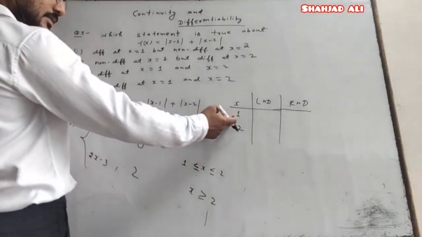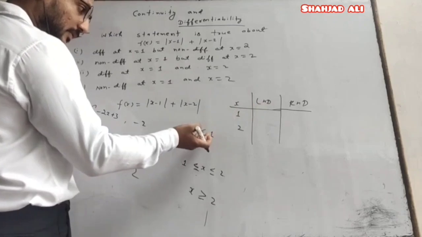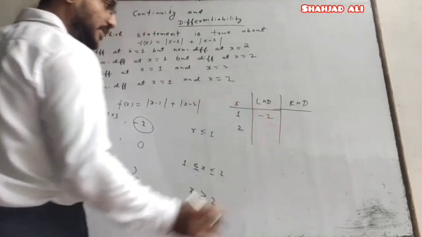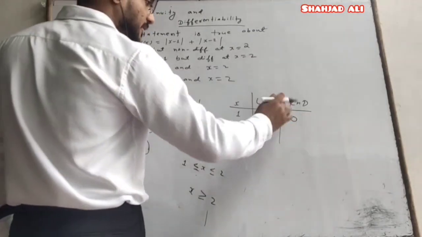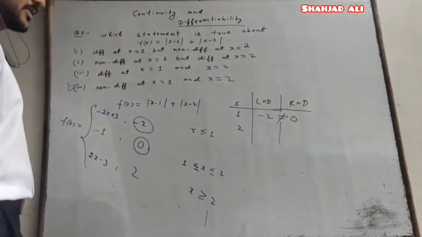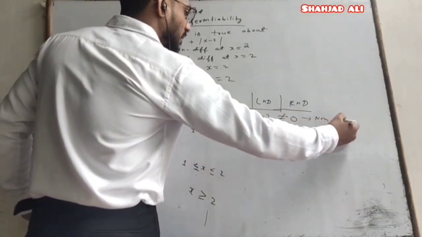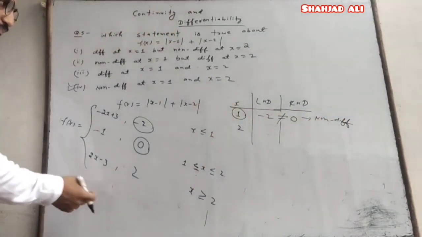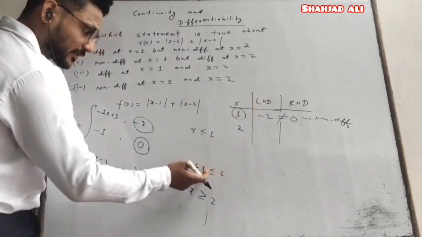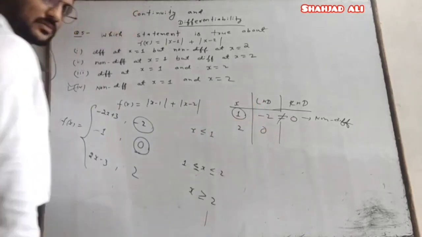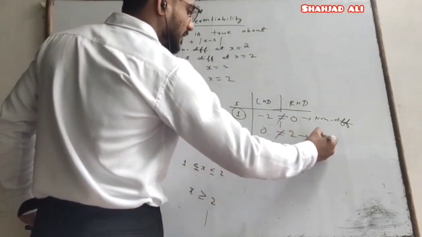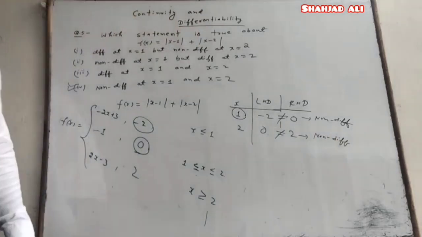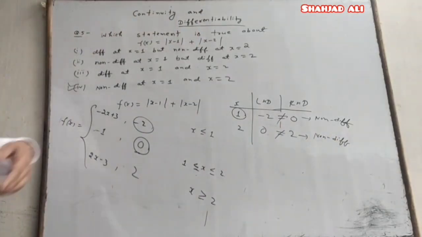So at x equal to 1, left hand derivative means x less than 1, this will be the value of left hand derivative, and greater than 1, this will be the value of right hand derivative. Left hand derivative is definitely not equal to right hand derivative. So it is non-differentiable at x equal to 1. Then at x equal to 2, when x is less than 2, the left hand derivative is 0, and when x is greater than 2, the value is 2. Again 0 is not equal to 2, so at that point also it is non-differentiable. These two are the simplest ways of solving this. So it is non-differentiable at both x equal to 1 and x equal to 2.